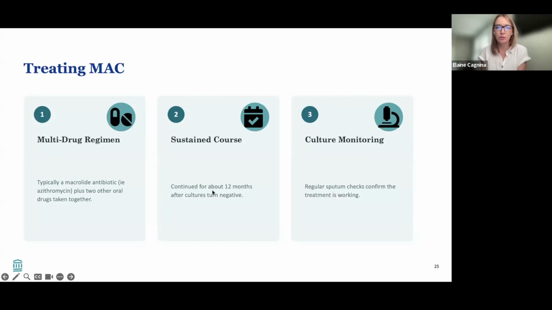It's a sustained course, so you continue this for at least 12 months after cultures turn negative. So even if your culture turns negative the first month after treatment, then you're still treated for 13 months. So you need a year of treatment after negative culture. And then we do regular sputum cultures to confirm the treatment is effective.